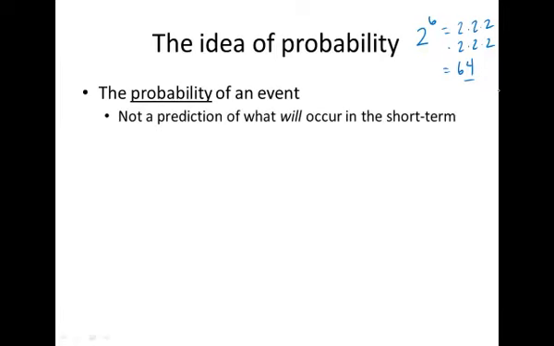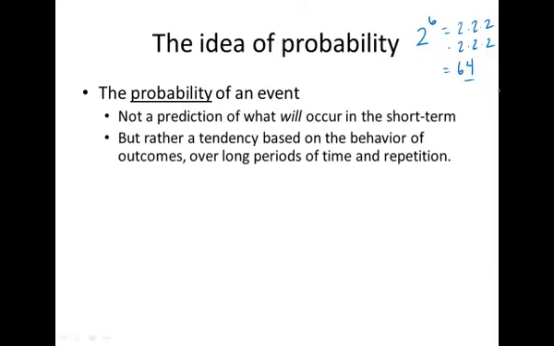So the probability of an event is not a prediction of what will occur in the short term, but rather it's going to be sort of a tendency based on the behavior of outcomes over long periods of time and repetition. And computers have helped us determine probabilities so that we can use that information.